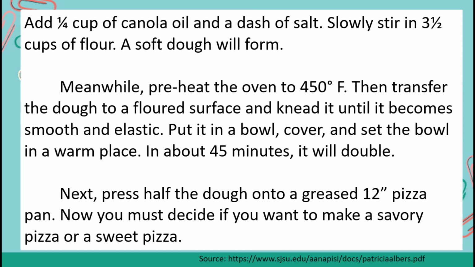Slowly stir in 3 1/2 cups of flour. Meanwhile, preheat the oven to 450 degrees Fahrenheit. Then transfer the dough to a floured surface and knead it until it becomes smooth and elastic. Put it in a bowl, cover, and set the bowl in a warm place. In about 45 minutes, it will double. Next, press half the dough onto a greased 12 inches pizza pan. Now, you must decide if you want to make a savory pizza or a sweet pizza.